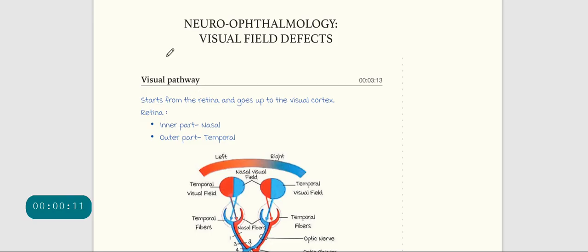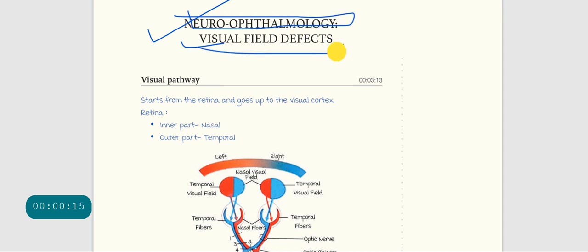So the next topic we are going to discuss is neuro-ophthalmology visual field defects. So what is neuro-ophthalmology? Basically we are going to talk about the nervous pathway of the eye. We have discussed the visual pathway in our previous lectures also. It has two parts, the inner part and the outer part. The inner part is the nasal part and the outer part is the temporal part.